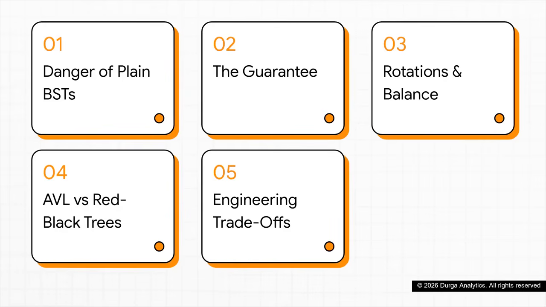So here's our agenda for today. First, we'll look at the danger of plain BSTs. Second, the self-balancing guarantee. Third, we'll cover rotations and restoring balance. Fourth, we'll compare AVL versus red-black trees. And finally, we'll break down the overall engineering trade-off.